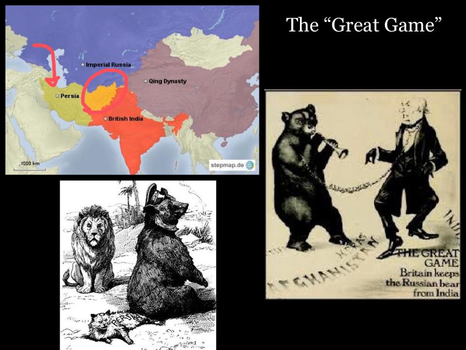This also happens actually in Southeast Asia, where both Britain and France agree to maintain Siam, basically Thailand, as a buffer zone between British and French colonies. So basically this area right there.